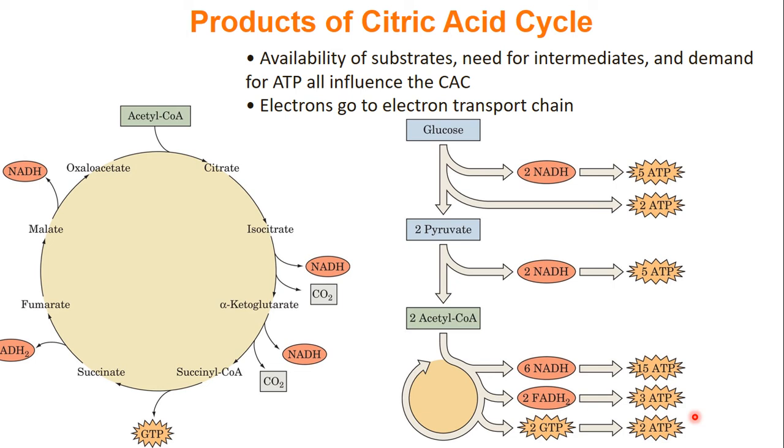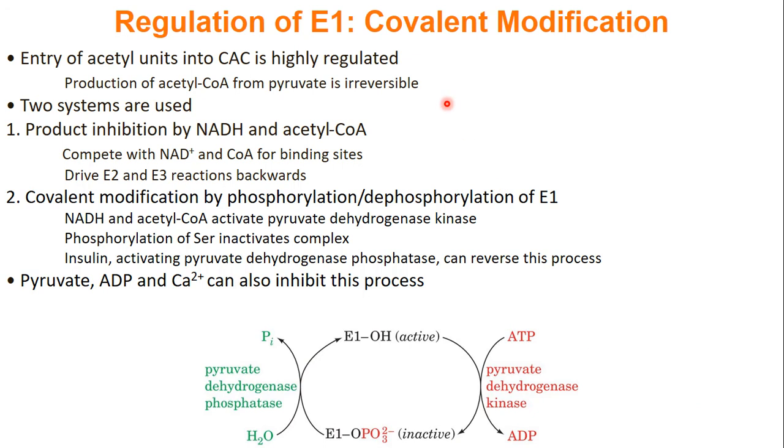So the citric acid cycle produces a lot of energy, but if we don't need energy at the time, we don't want the citric acid cycle to run. And so the place that we really want to regulate the citric acid cycle to begin with is at the very beginning of the cycle. That is the entry of acetyl units into the citric acid cycle.